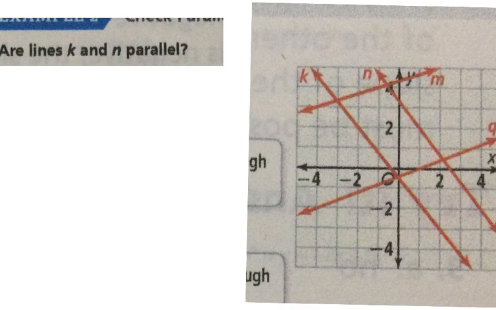Over, how much is my run? Well, I went right 1, 2, 3, 4. So I would get the slope here to be -5 over 4, just by looking at it.